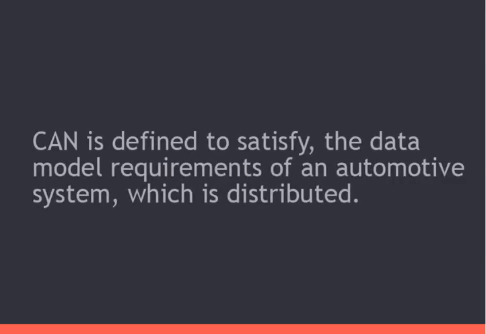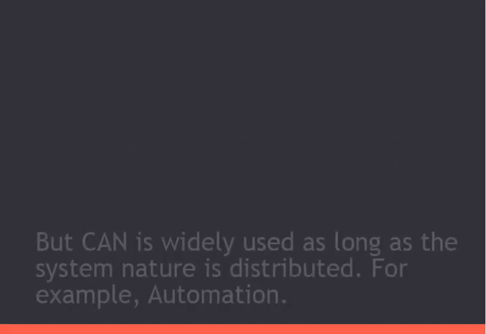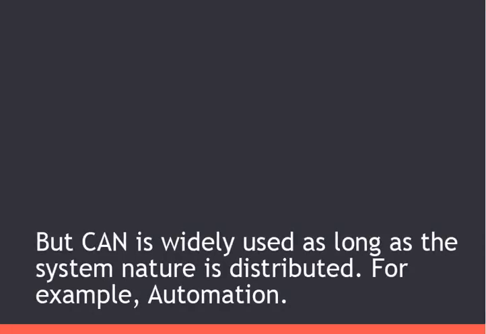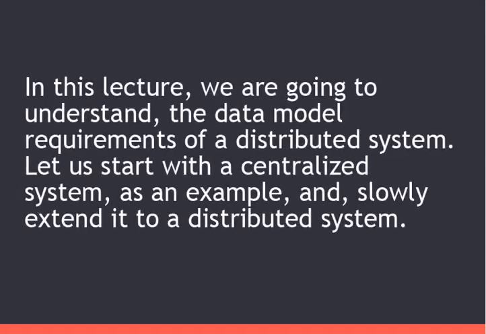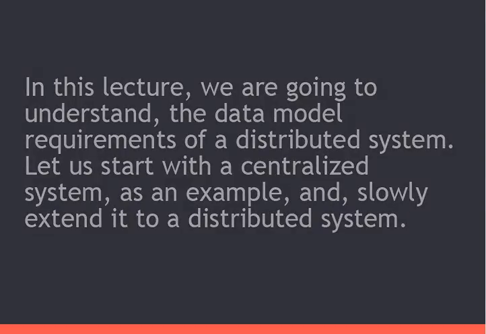CAN is defined to satisfy the data model requirements of an automotive system, which is distributed. But CAN is widely used as long as the system nature is distributed, for example, automation. In this lecture, we are going to understand the data model requirements of a distributed system. Let us start with a centralized system as an example, and slowly extend it to a distributed system.